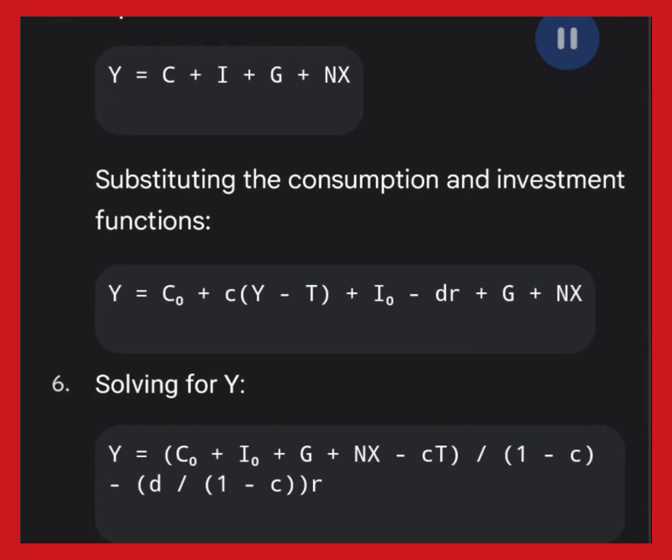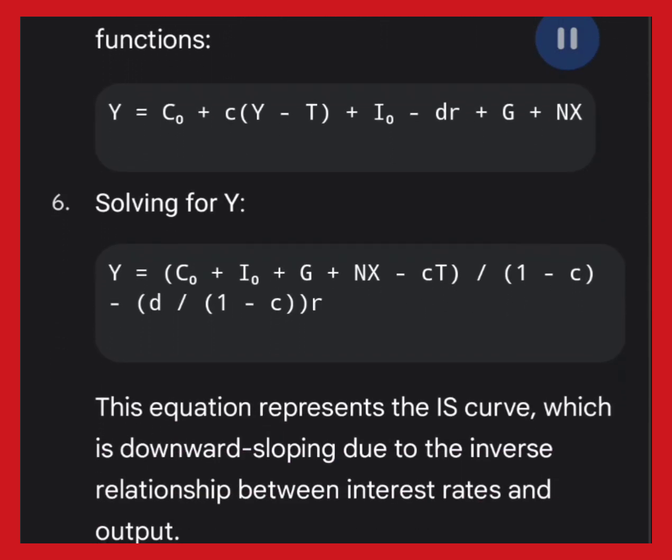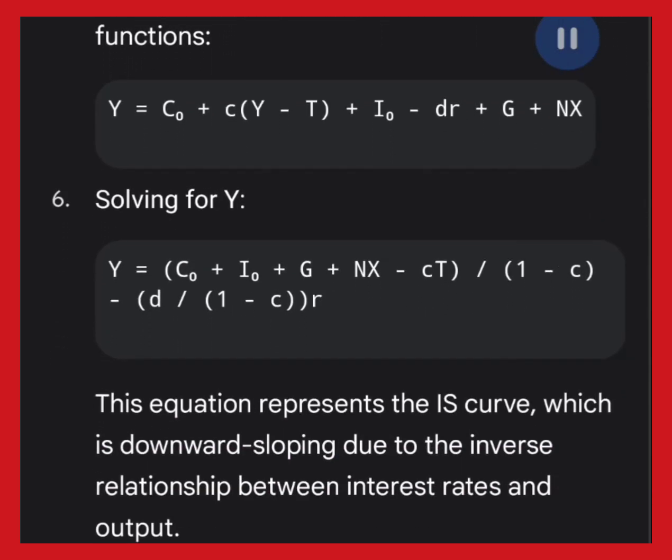6. Solving for Y. Y equals (C0 plus I0 plus G plus NX minus cT) divided by (1 minus c), minus d divided by (1 minus c) times R. This equation represents the IS curve, which is downward sloping due to the inverse relationship between interest rates and output.